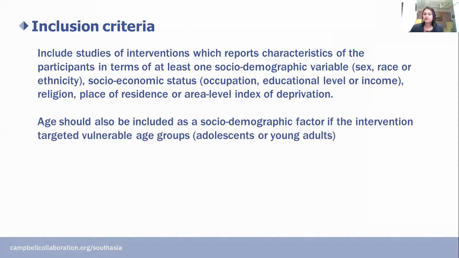What is also important, like I mentioned, is to set our inclusion and exclusion criteria to include a population segment that is most disadvantaged for the interventions that we are studying and also for the sector that we are studying. It could be anything from gender to occupation to educational level or place of residence as well.